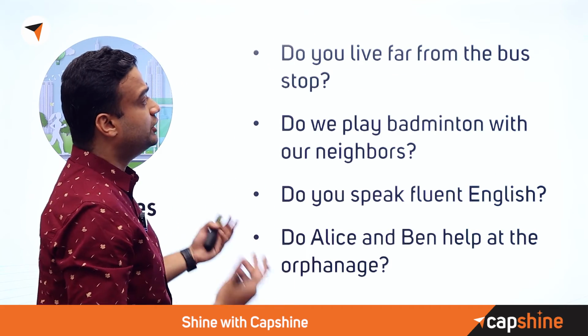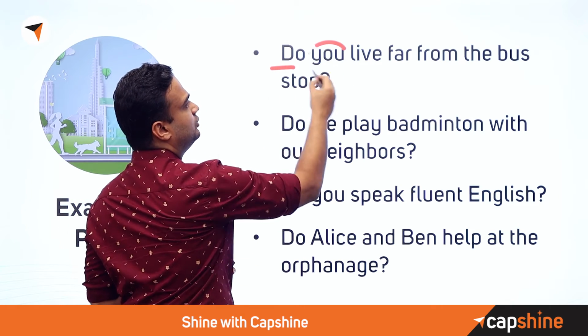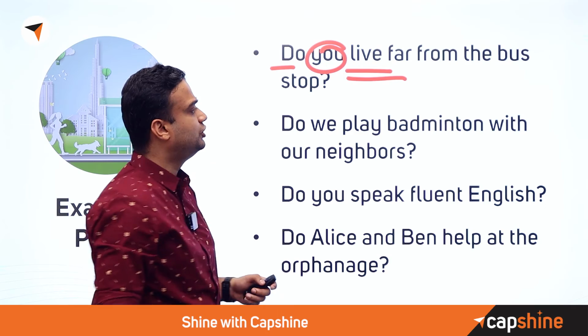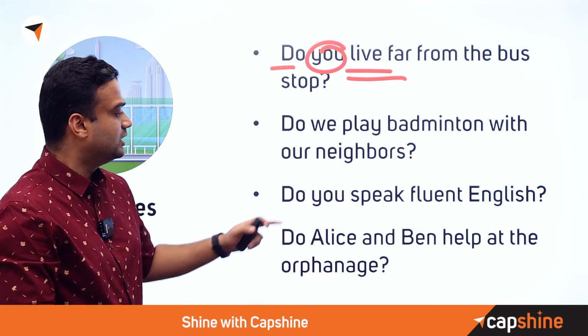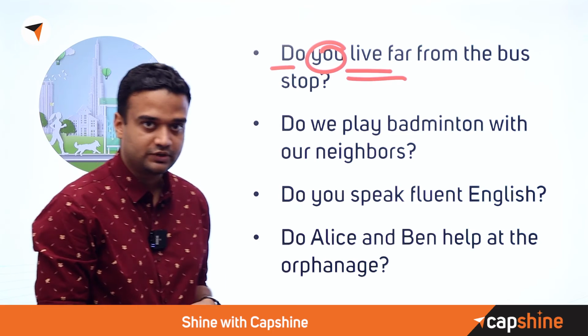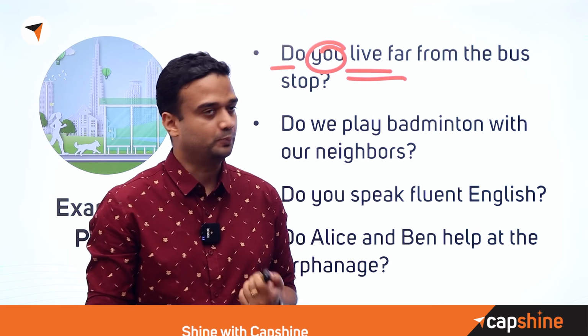For plurals, do you live far from the bus stop? Again, the same construction. Do you plus live. Do you play badminton with your neighbor? Do you speak fluent English? Do Alice and Ben help at the orphanage? Notice how the questions are formed and the answers to these will be simple yes or no.